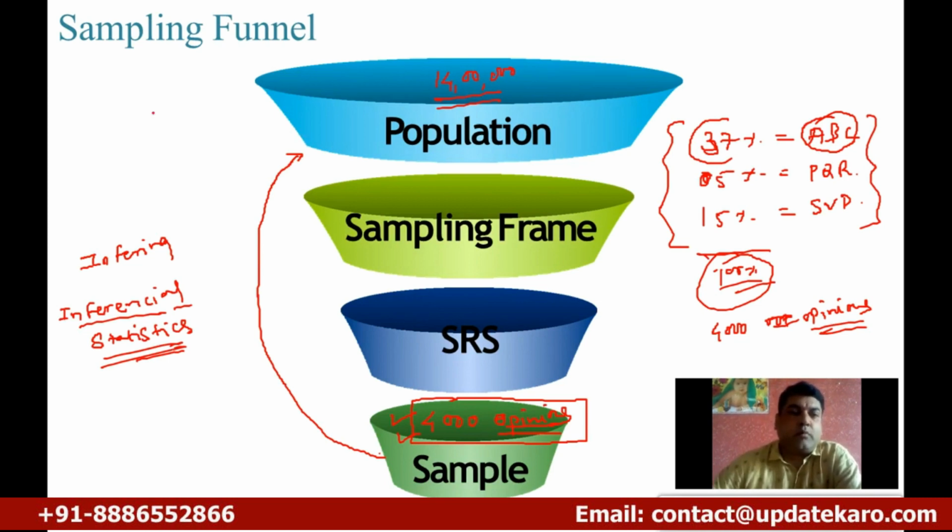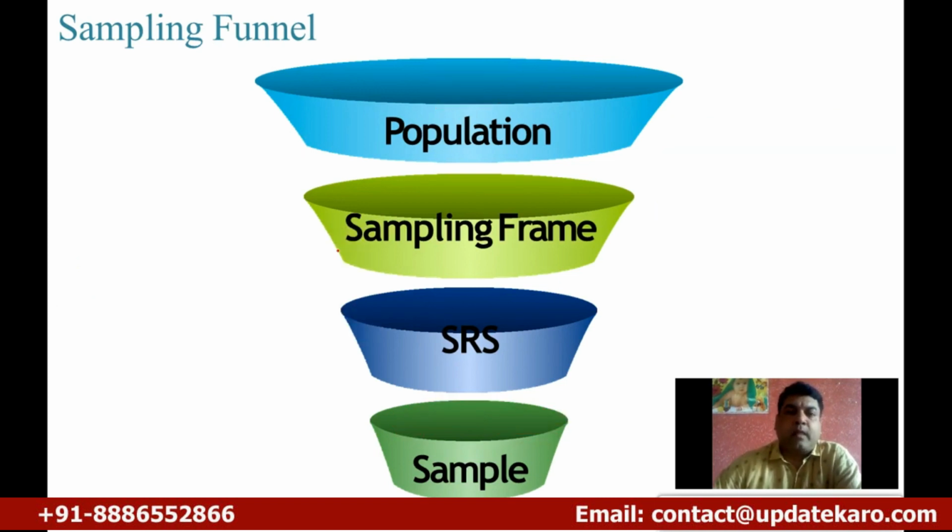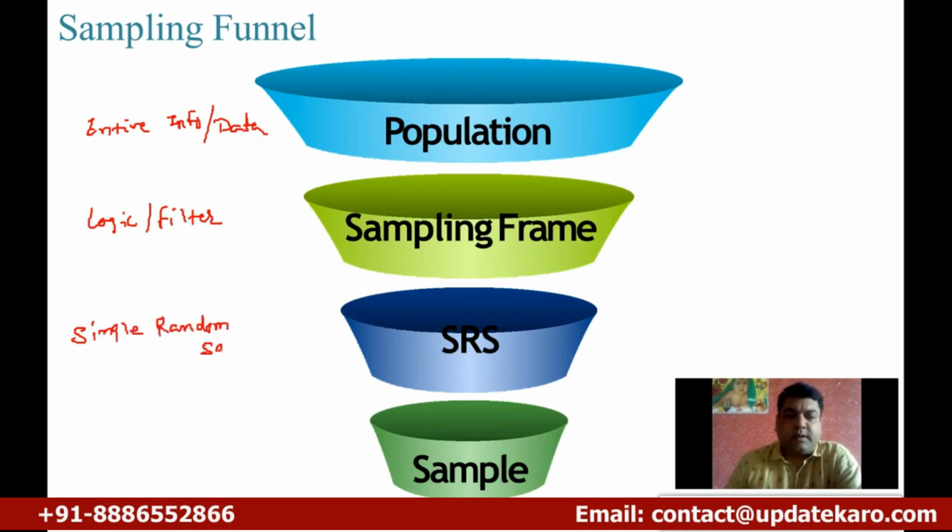Population is what? Population is nothing but the entire data or entire information. Sampling funnel is some logic I will use, or a filter. SRS is simple random sampling, and sample is nothing but a subset of the population.